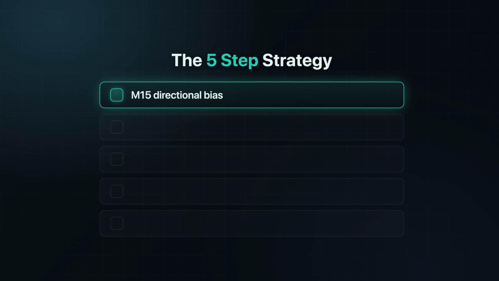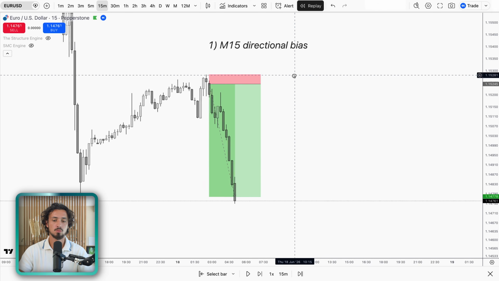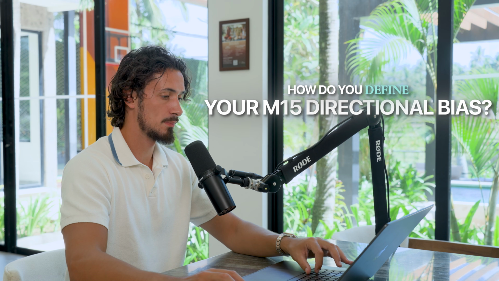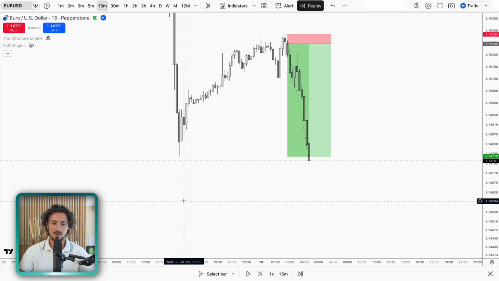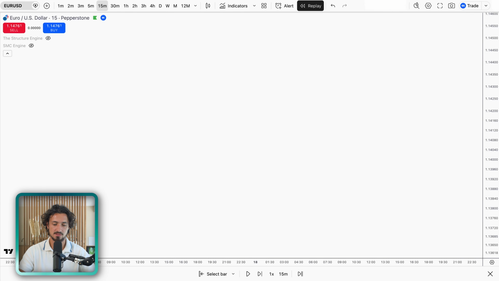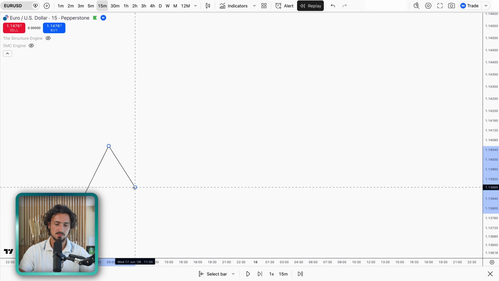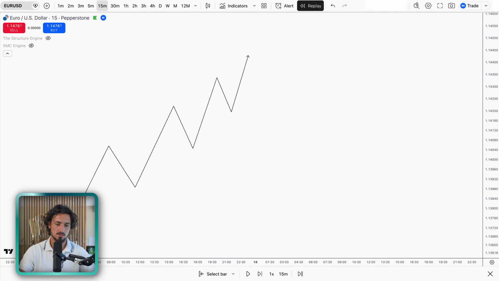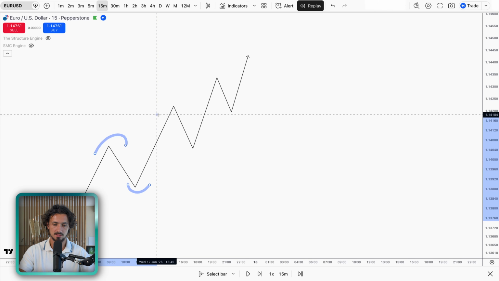The first step is M15 directional bias. That means that I can only trade with the trend of the M15. So how do you actually define your M15 directional bias? I use market structure. So at any given time, price puts in a series of higher highs and higher lows. So this is bullish structure. You can see price puts in a series of higher highs and higher lows.